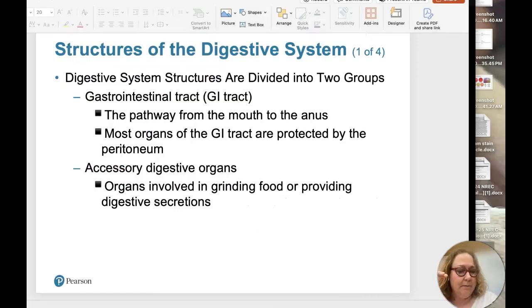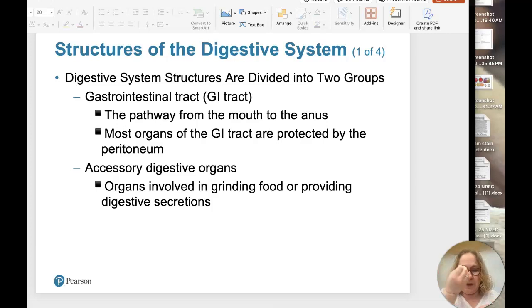So the digestive system is divided into two groups for the purposes of this. We're going to talk about the GI tract, the pathway from the mouth to the anus. Yes, I said anus. Essentially, it's a hole. So if you want to think about your digestive system as not even entering your body. Food doesn't actually enter your body. It goes into your mouth, you chew it, it goes down through the digestive system and out the anus. It doesn't actually go inside your body.